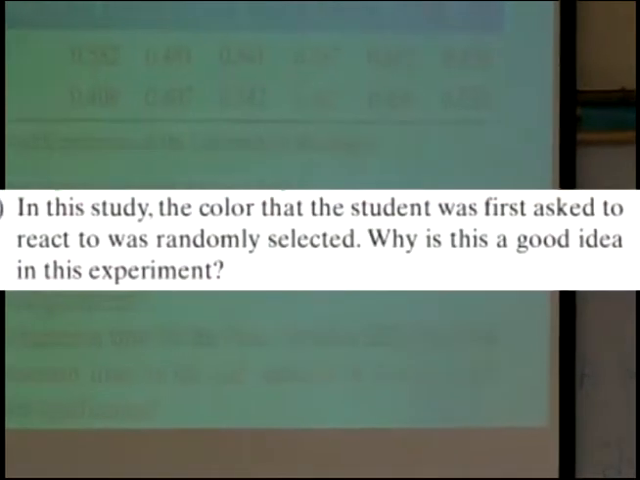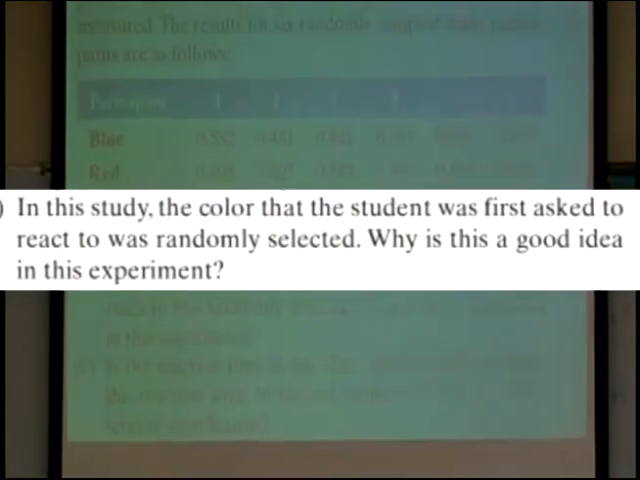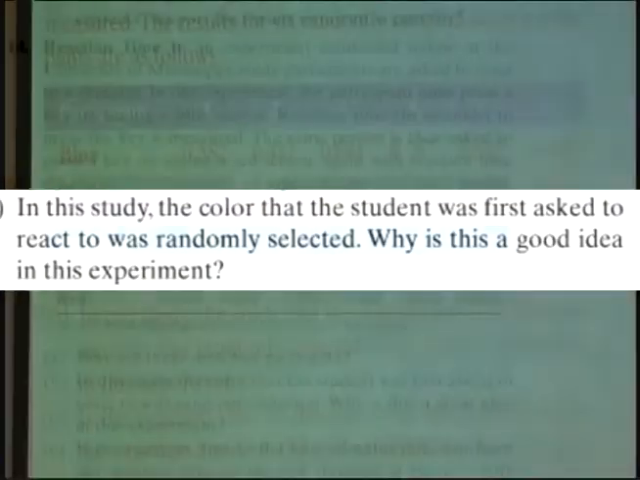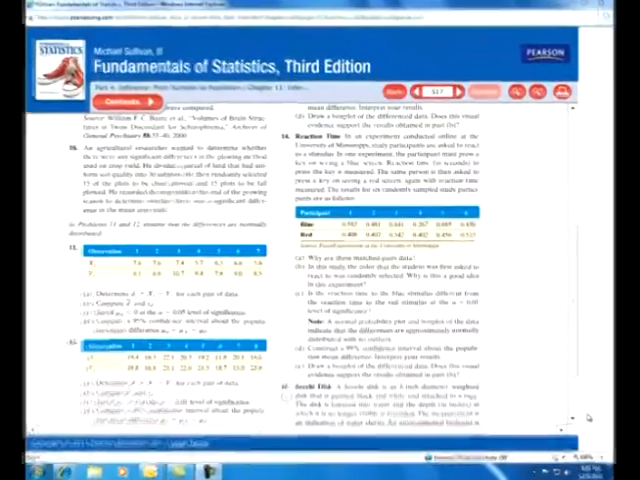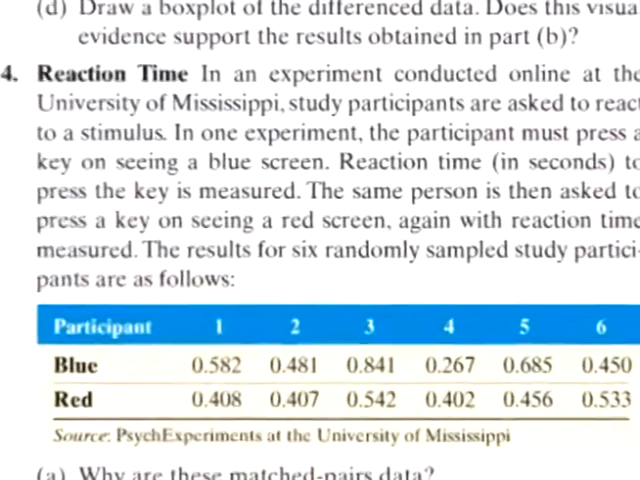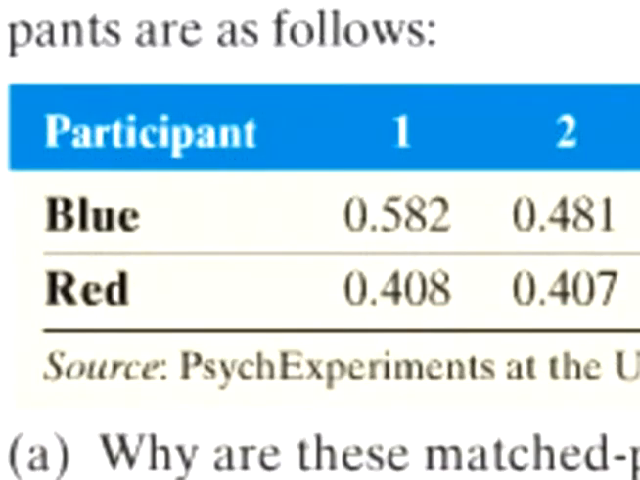In the study, the color that the student was first asked to react to was randomly selected. Why is that a good idea? So in other words, for each participant, it was a toss-up whether they were asked to react to the blue first or the red first. Why do you think that's a good idea? Do you think they might kind of warm up if they're always doing the same color first, and it might affect how they're doing on the second color?